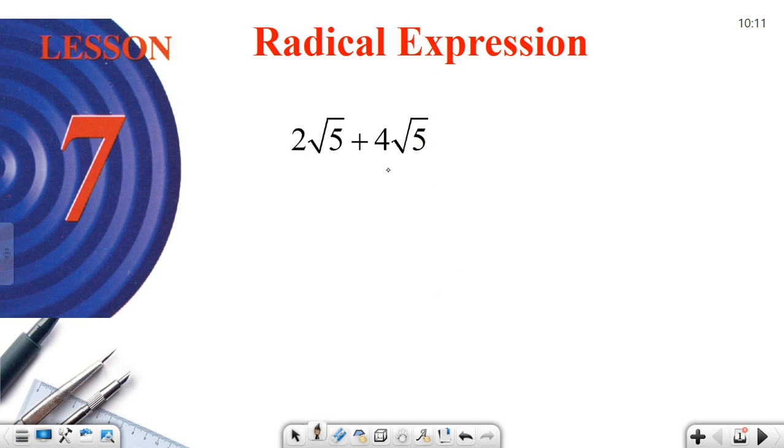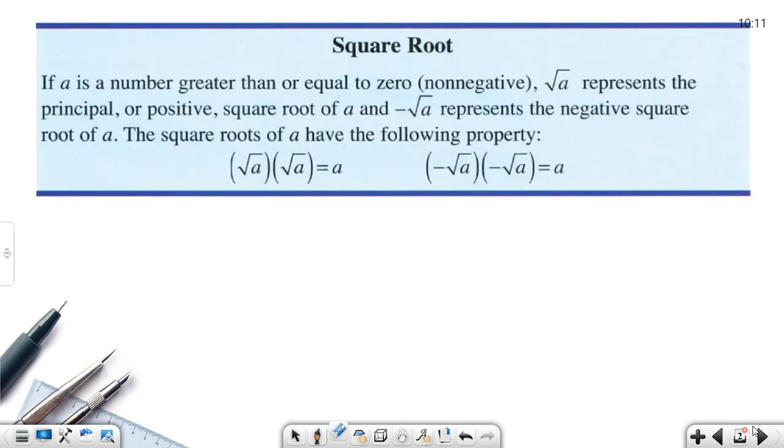So 2 square root of 5 plus 4 square root of 5. In total we have 6 square root of 5. As you know, square root of 5 is an irrational number. Of course, 6 times square root of 5 is an irrational number too. There are some properties. Square root of a number multiplied by itself is equal to the number itself.